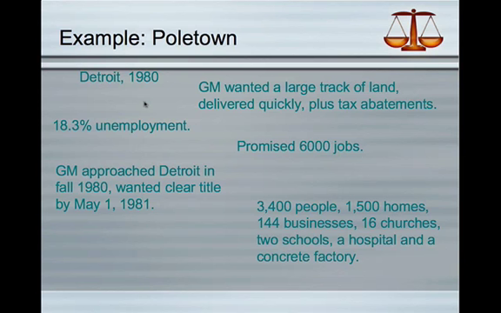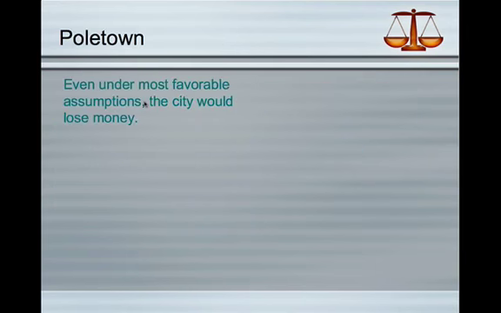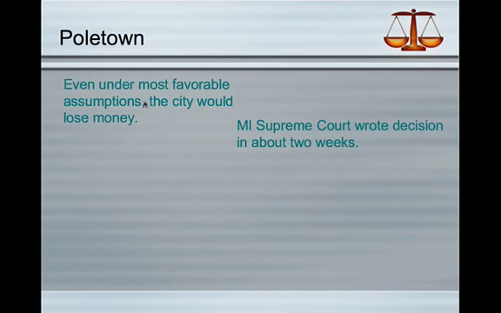What are tax abatements, sir? So they wouldn't have to pay property taxes for several years. So in this Poletown neighborhood, there were 3,400 people, 1,500 homes, 144 businesses, 16 churches, two schools, a hospital, and an abandoned concrete factory. So even under the most favorable assumptions, the city would lose money. And the city knew that they would lose money even under the most favorable assumptions.